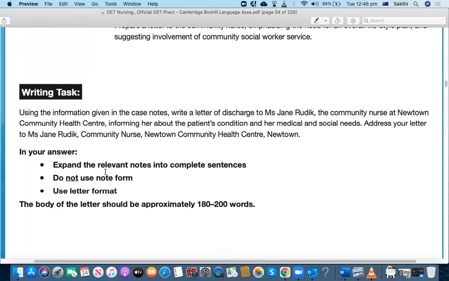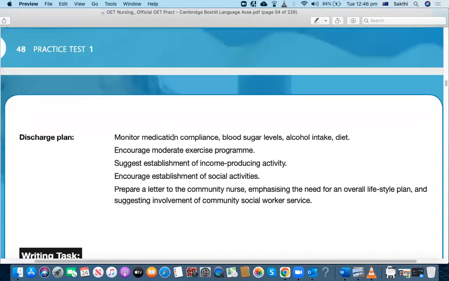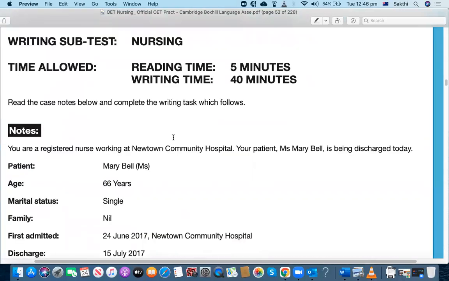Is that clear with you? Yes. Okay, perfect. So in your answer, expand the relevant notes into complete sentences. Do not use note form, use letter format. The body of the letter should be approximately 180 to 200 words. That's it. So this is how you're going to get the case notes of a patient.